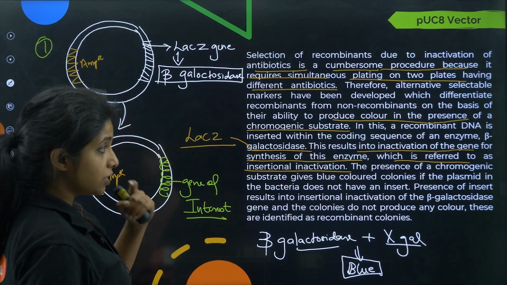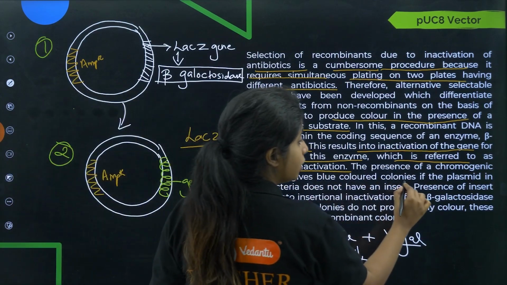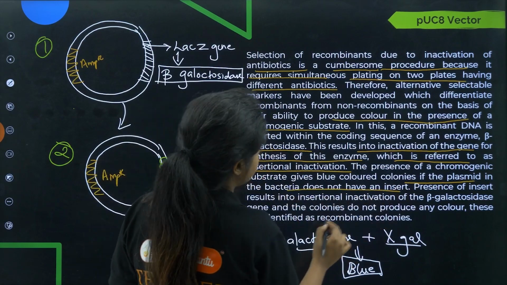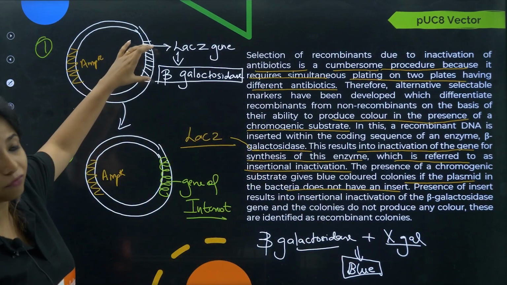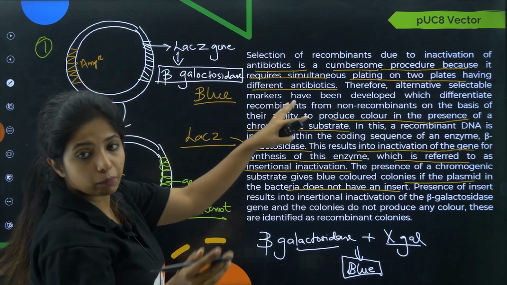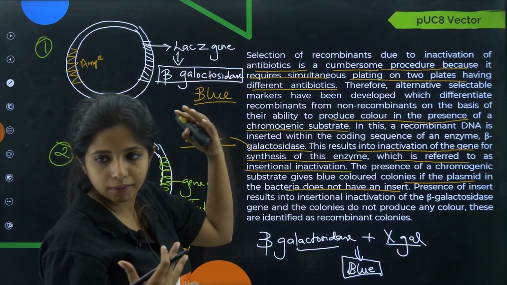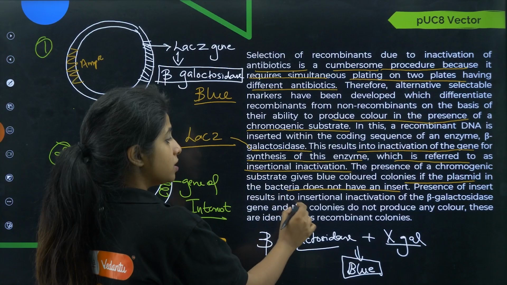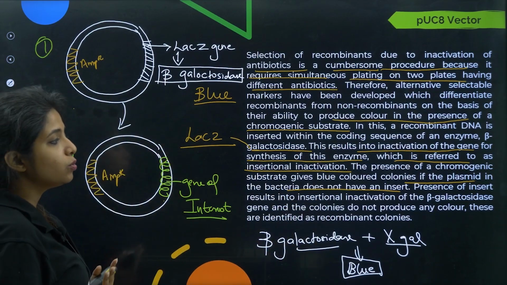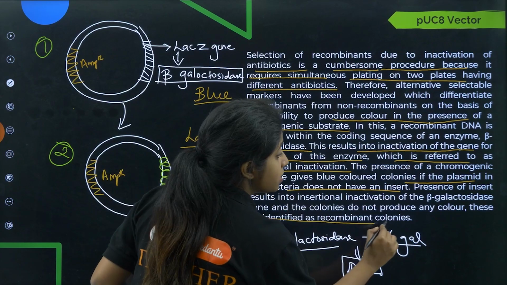Okay. Now, the presence of chromogenic substrate gives blue-colored colonies if the plasmid in the bacteria does not have an insert. So, if it does not have the insert, obviously it will be giving a blue color, okay, because beta-galactosidase is there and I am putting my chromogenic substance, which is X-gal. Now, presence of insert results into insertional inactivation of beta-galactosidase gene and the colonies do not produce any color. These are identified as the recombinant colonies.